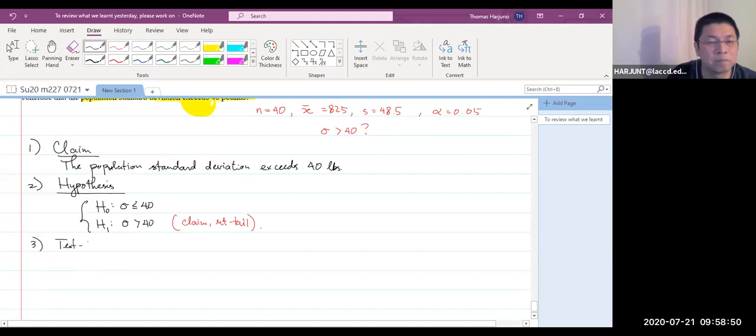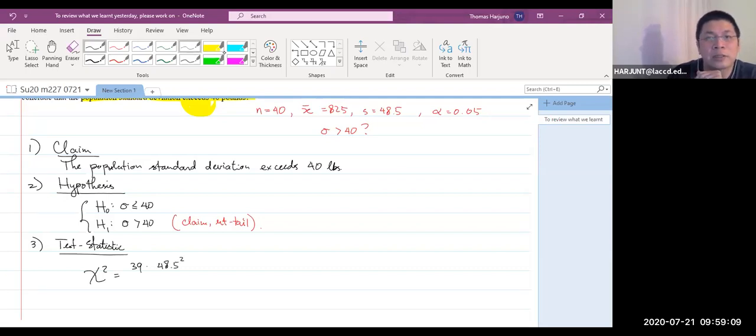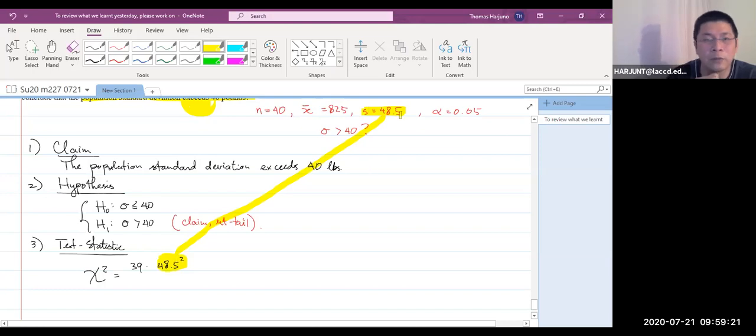Statistic. Chi-squared equals 39 times 48.5 squared. Notice I squared it because this is sample standard deviation, and what you need here is sample variance. This is the position for sample variance, while the one given to us is sample standard deviation. Okay, let me leave it there so that you're aware, over 40 squared. Okay, and use this color.